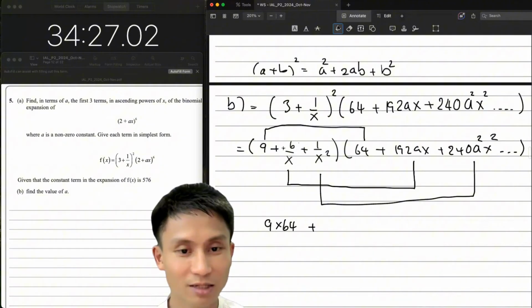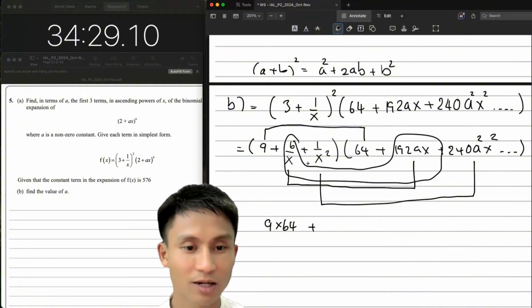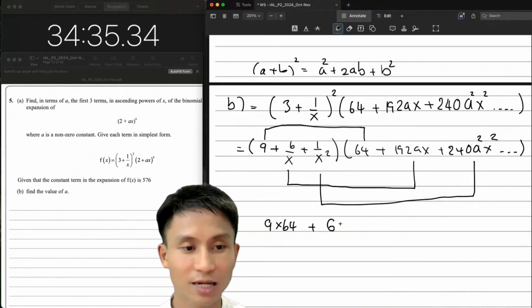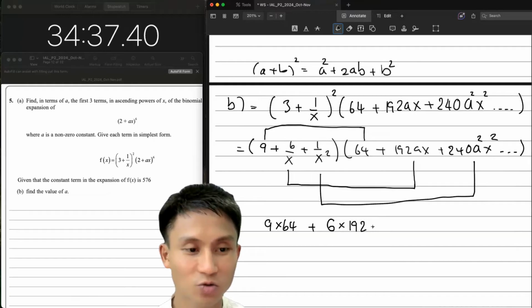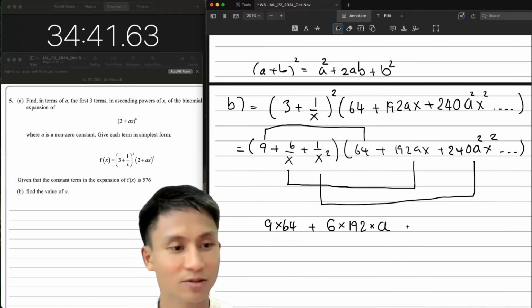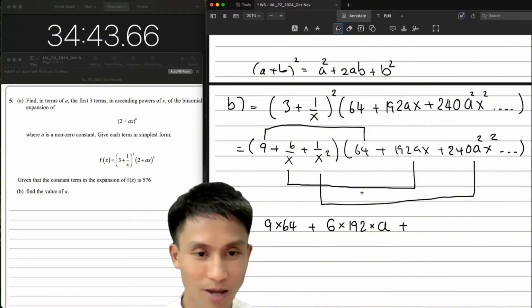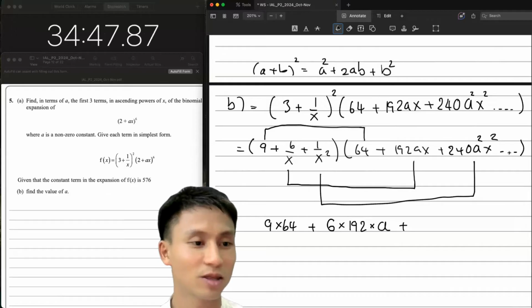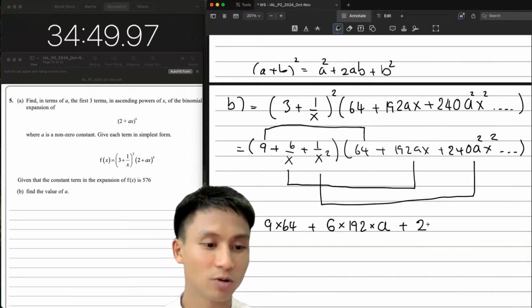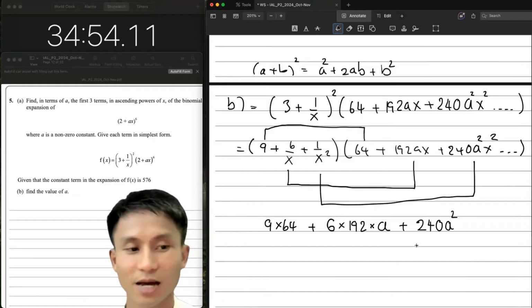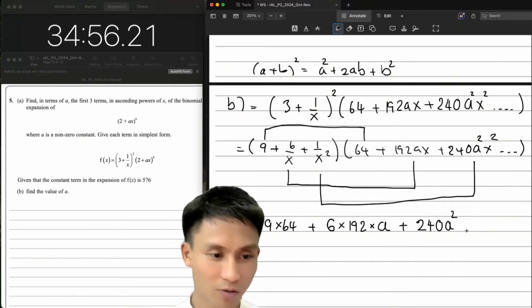The reason why this pair will work is because the x will cancel when you multiply them, right? So I'm only left with 6 multiplied by 192 multiplied by a. The x's go away because they cancel out. And then the third pair would be, again, this is 1 over x squared, going to cancel out with the other x squared here. So I'm only left with 240 a squared. That's what it is. That's all we need.